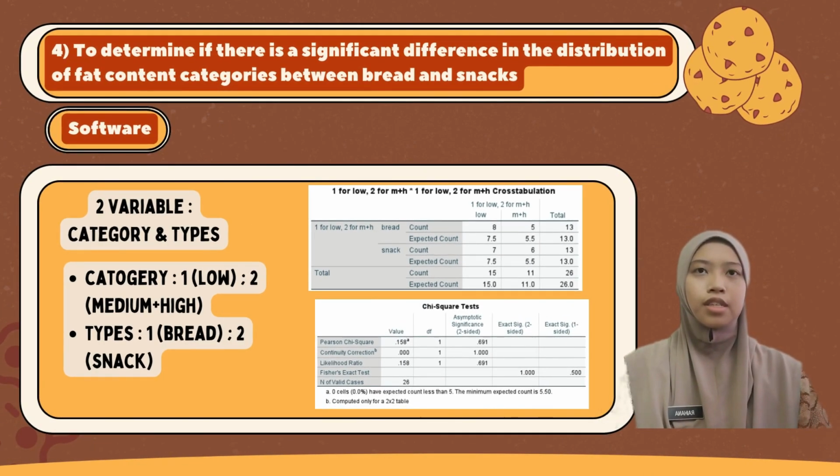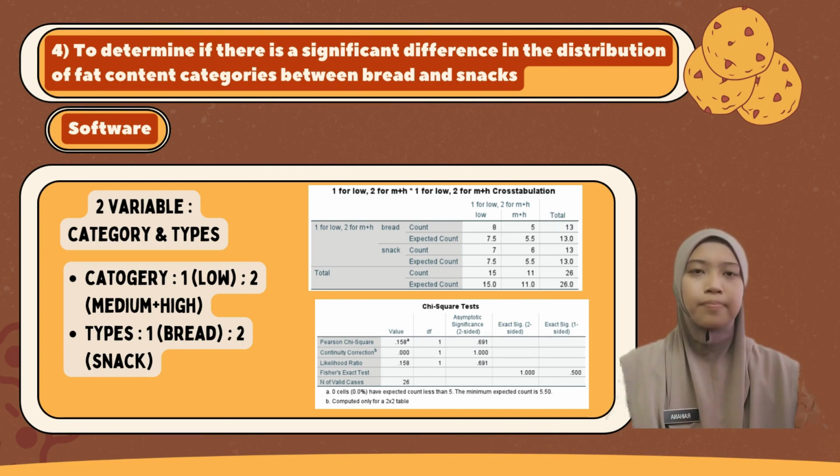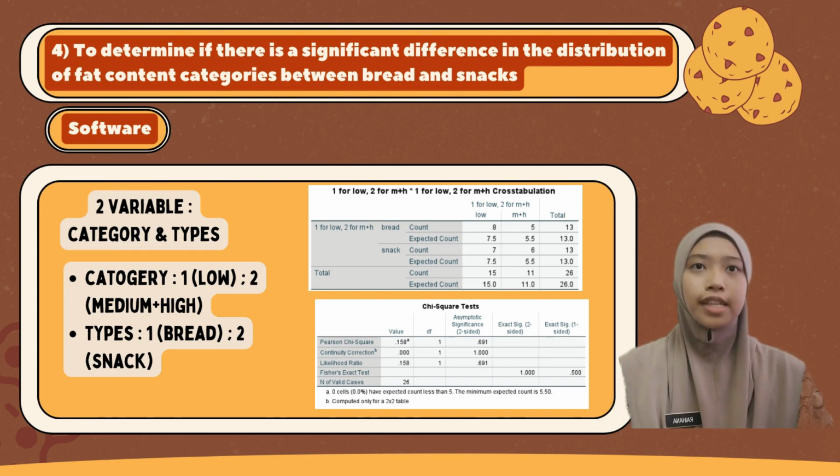Okay, so the last objective is to determine if there is a significant difference in the distribution of fat content categories between bread and snack. So we use the software, which is SPSS. We have two variables, category and type. For the category, we label 1 for low and 2 for medium plus high. For the type, 1 is for bread and 2 is for snack.